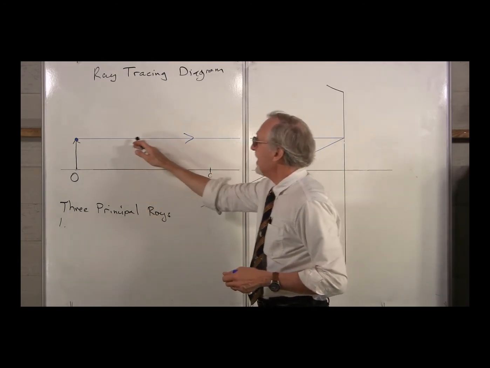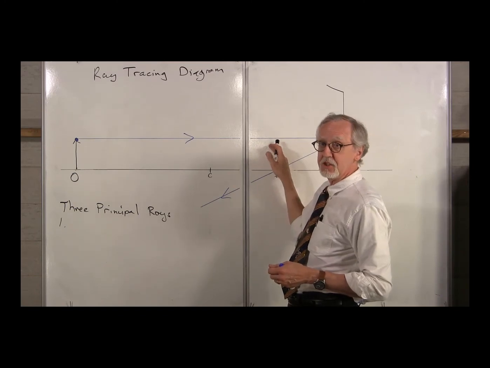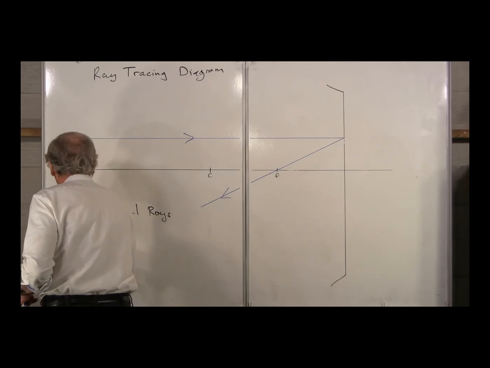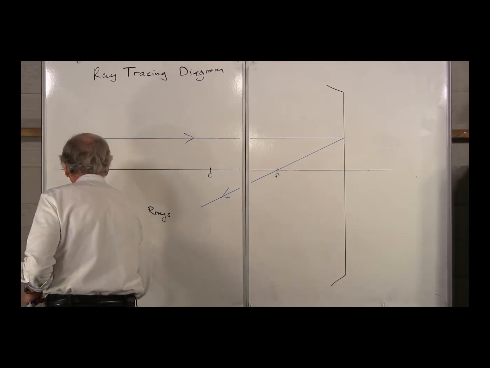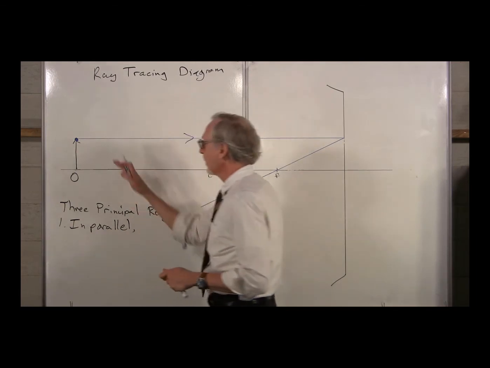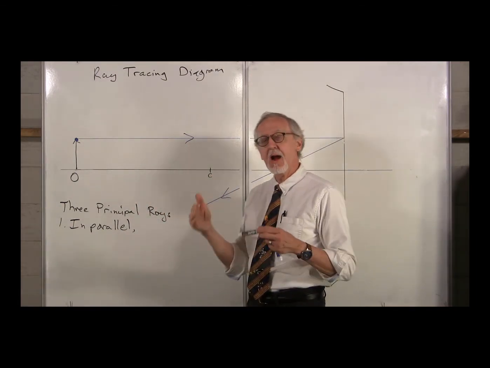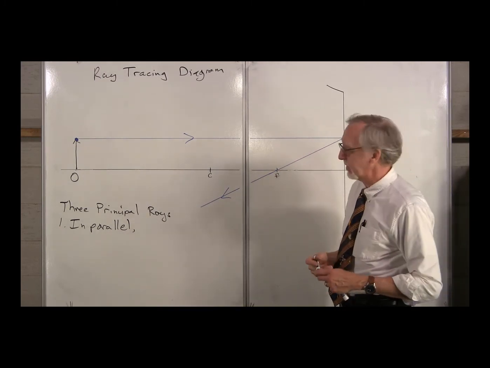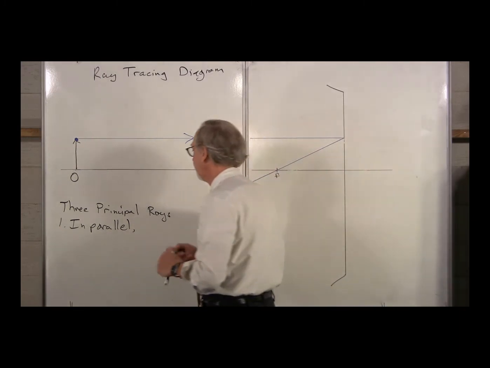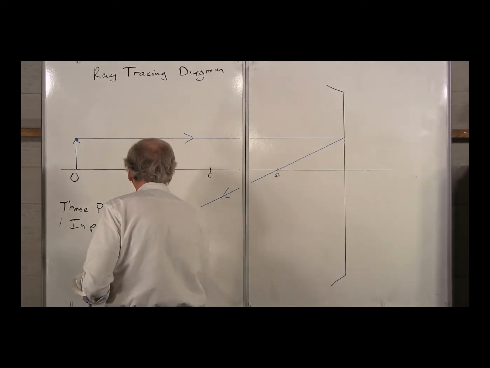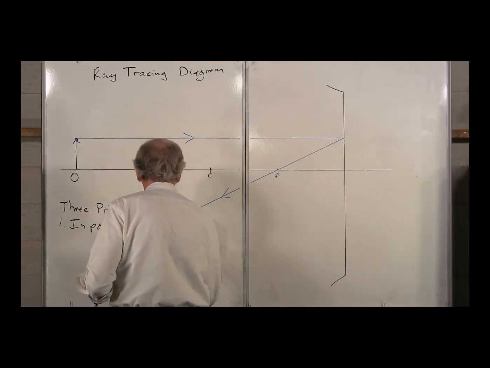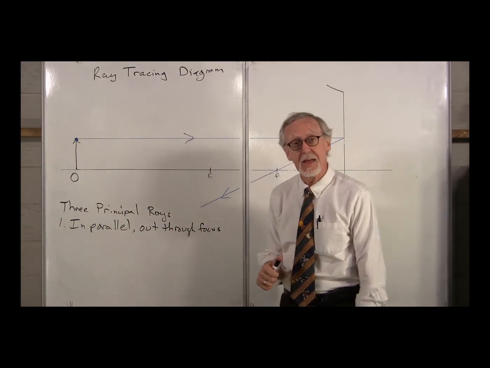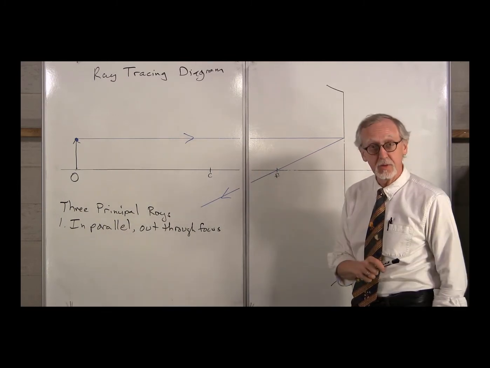This ray goes in parallel to the principal axis, so I'm just going to write this as in parallel. Meaning it comes into the mirror parallel to the principal axis, and then where does it go? Out through the focus. So I'm just going to say out through focus. Very good. That's our first principal ray. In parallel, out through the focus.